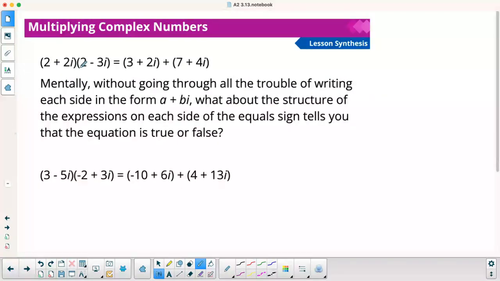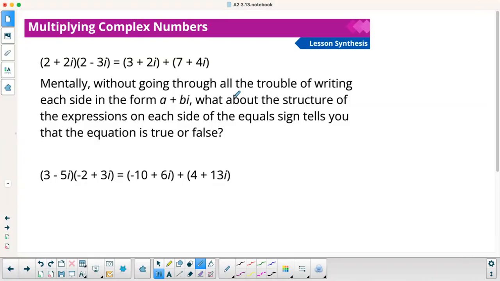All right, 2 plus i times 2 minus 3i is equal to 3 plus 2i plus 7 plus 4i. It says mentally, without going through all the trouble of writing each side in the form a plus bi, what about the structure of the expressions on each side of the equal sign tells you that the equation is true or false?